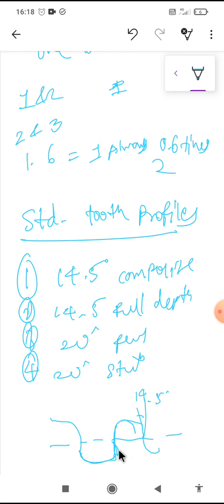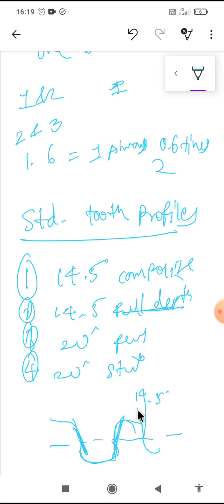Then for the full depth involute system, this type of profile is made of straight lines except for the fillet arcs. In full depth we are using slant lines. The angle will be the same, 14.5 degree here. Similarly for 20 degree the lines will be slant, and the angle will be 20 degree.